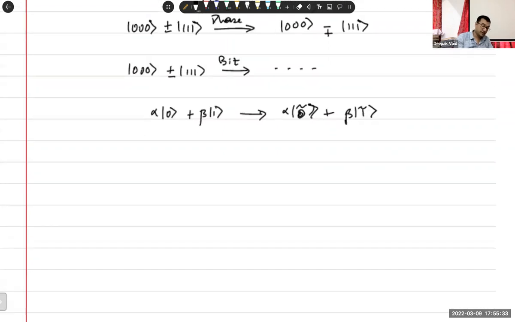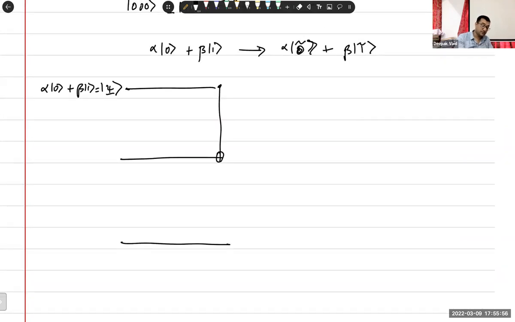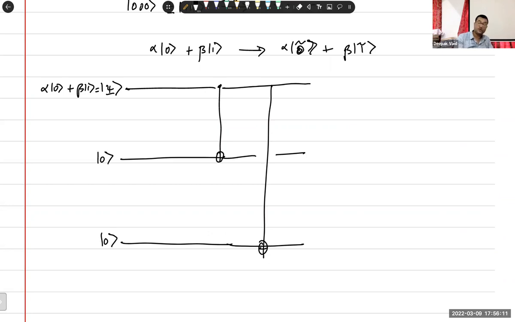Okay, so let me draw the circuit. This is our initial state, alpha 0 plus beta 1. And then we'll have our auxiliary qubits. If you send it through this circuit, you get the 000 plus 111. Then you put the Hadamard gate on each one of these. Putting the Hadamard gate does that transformation to the Bell basis.